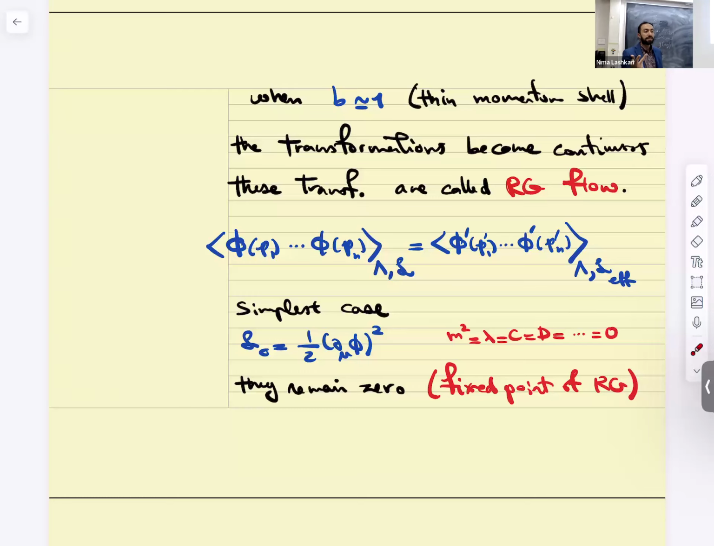Now the relevance of the second step becomes clear. If I didn't rescale back, things would change. So it's harder to make sense of a fixed point.